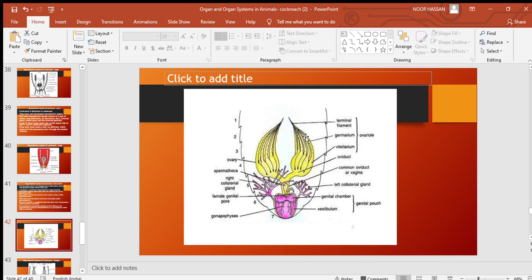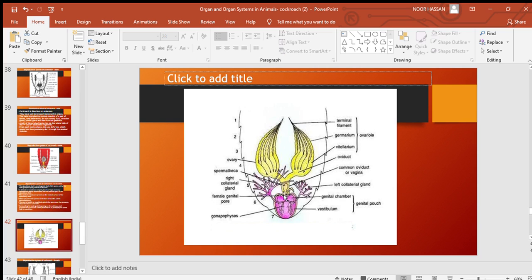So this is the main reproductive structure in the female cockroach. These are the pair of ovaries, and ovaries are present in the form of ovarioles, that is, 8 pairs of ovarioles, and in these ovarioles the ova are developing. The ova developed inside these ovarioles descend down into the vagina, and from there they descend down into the genital chamber, also called the genital pouch.